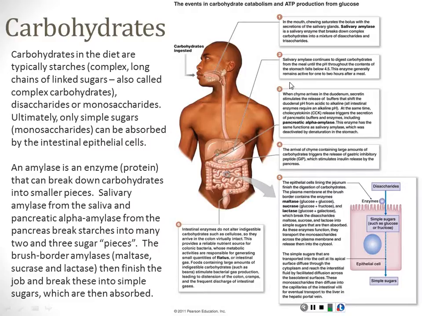pauses or halts. Eventually, what's in the stomach gets shuttled into the duodenum, and once that occurs, now the pancreas adds its amylase, which is pancreatic alpha amylase. And the process that salivary amylase started then continues in the rest of the small intestine, but by a different enzyme. So we get alpha amylase doing its thing.